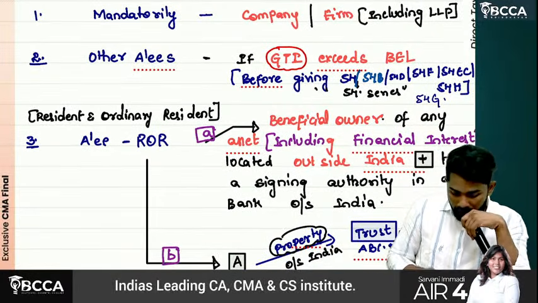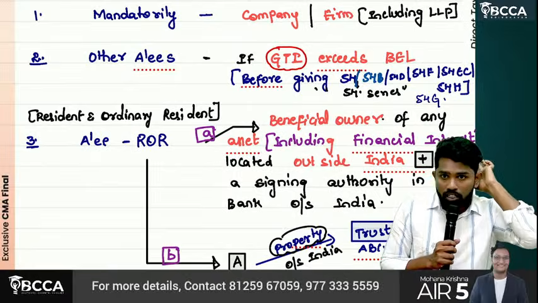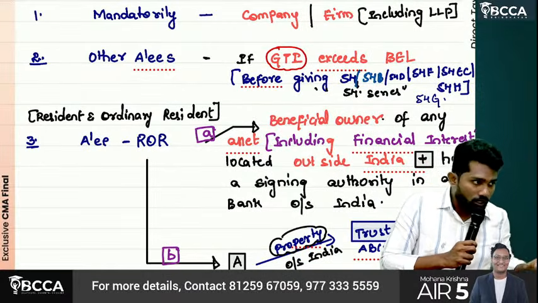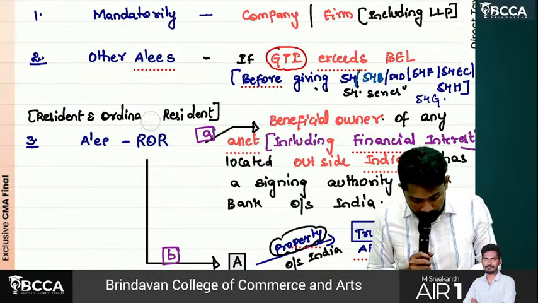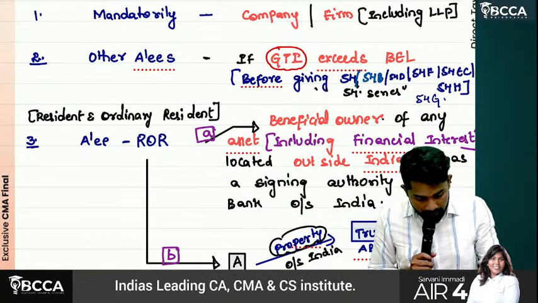Okay. Now, third point. He is a ROR. ROR means resident and ordinarily resident.